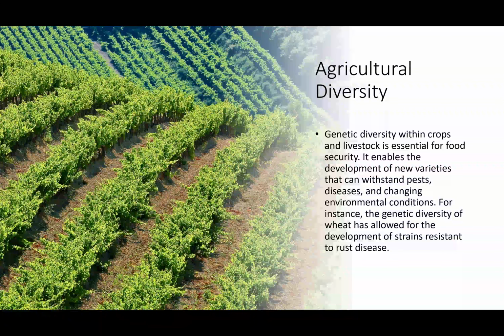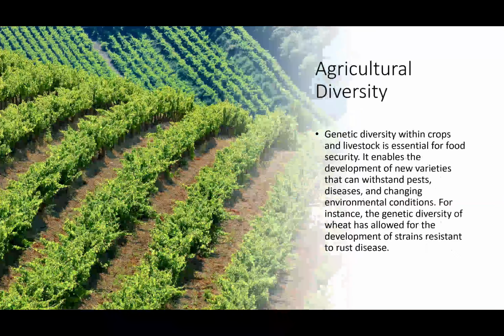Agricultural diversity. Genetic diversity within crops and livestock is essential for food security. It enables the development of new varieties that can withstand pests, diseases, and changing environmental conditions. For instance, genetic diversity of wheat has allowed for the development of different strains resistant to rust disease. Rust disease is a thing that makes wheat produce less. It makes this weird orangish reddish color on the wheat. So you could think about that: biodiversity for agriculture and food security as well.